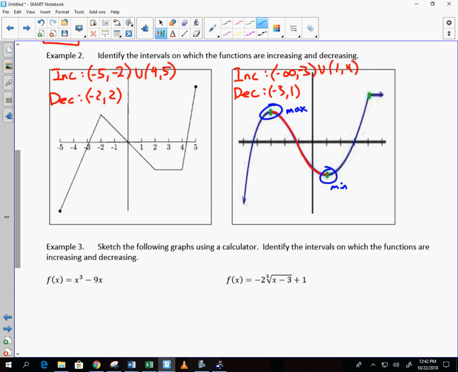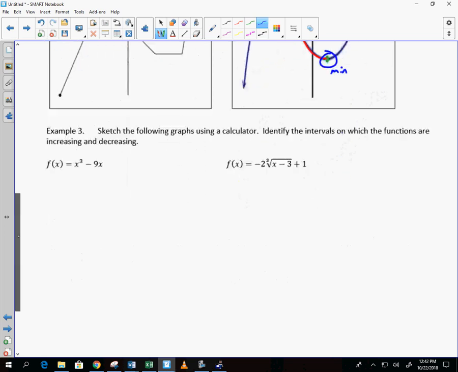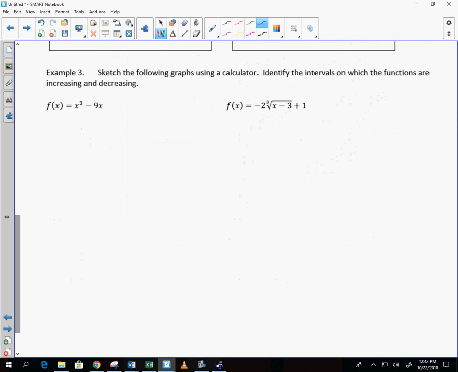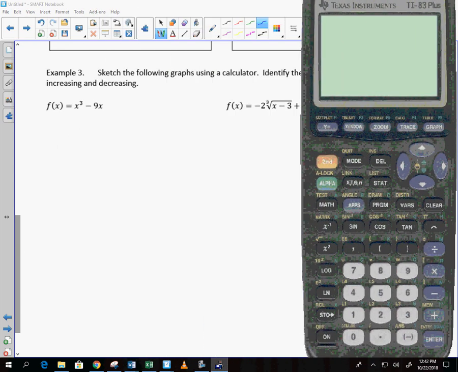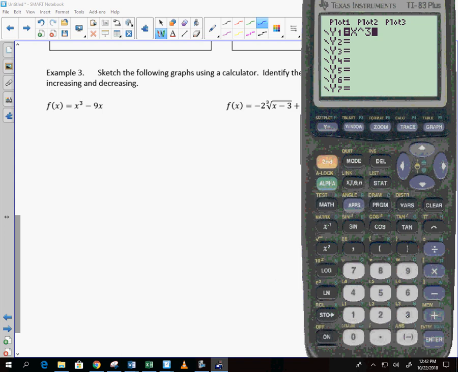Now here you could look at the graph and determine it pretty easily, but what about an example like this? Sketch the following graph using a calculator. Identify the intervals on which the functions are increasing and decreasing. So I go into y equals, and I'm going to type in my x cubed minus 9x. Let you get that typed in.